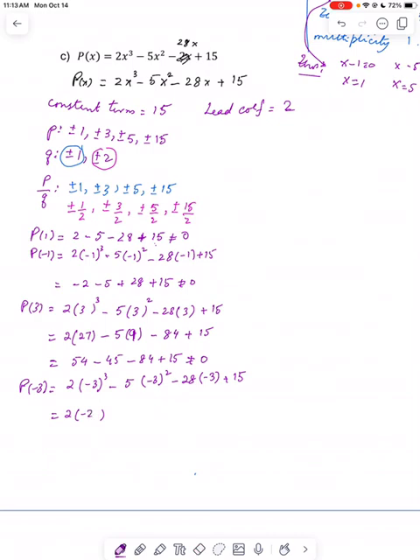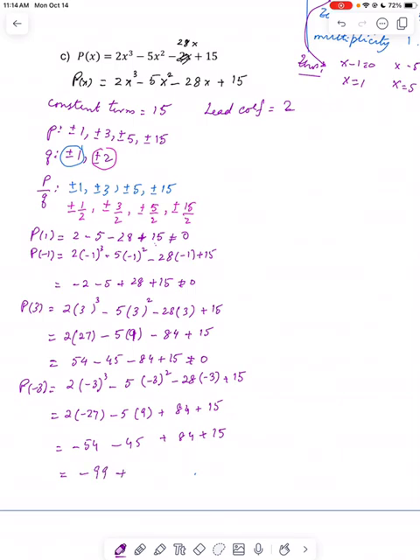5 into positive 9, and I can multiply this one. It gives me 84 plus 15, which means negative 54 minus 45 plus 84 plus 15. So if I add the negative numbers together, I get 99. If I add the positive numbers together, I get 99. So it gives me a 0.